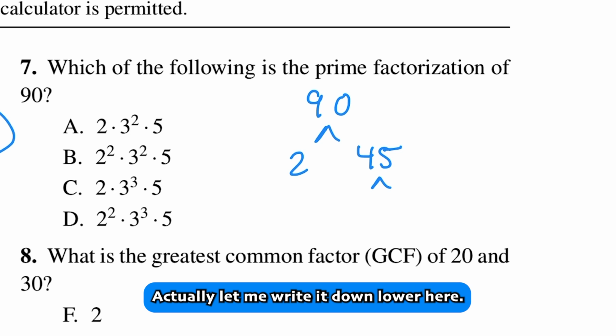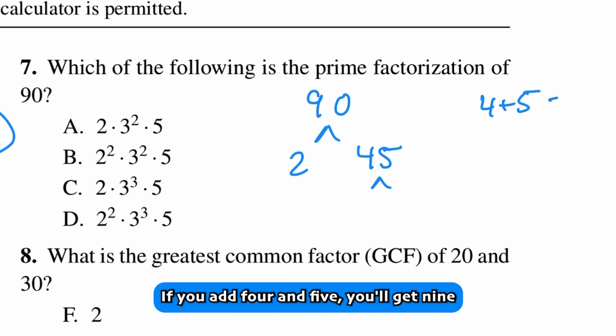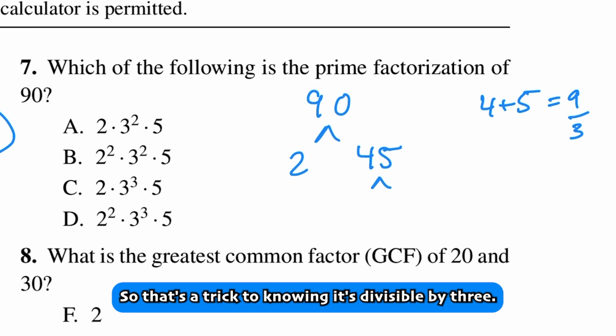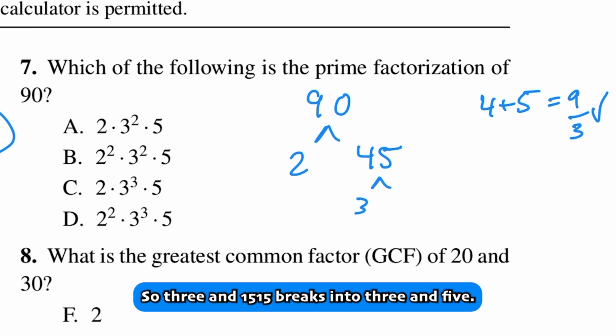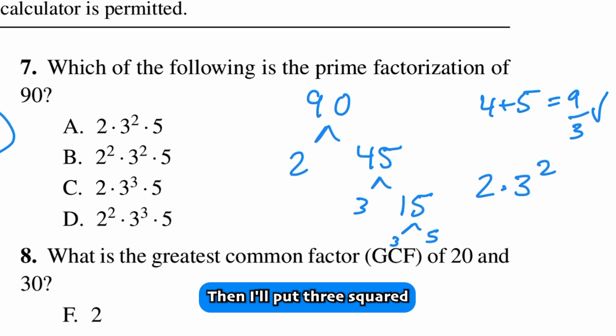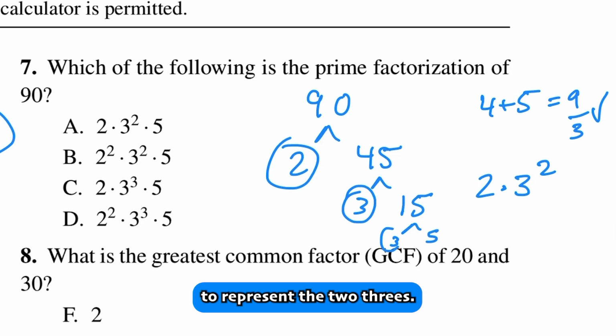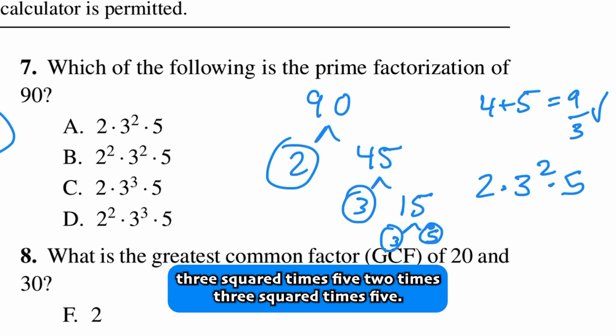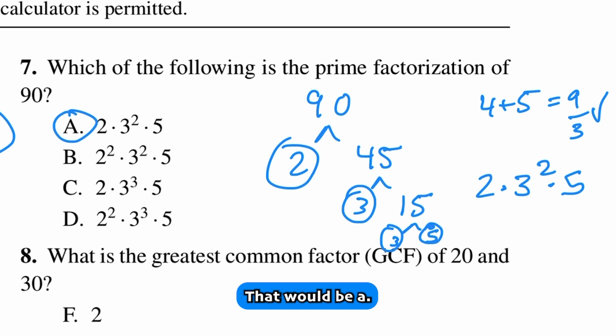Actually, let me write it down lower here. If you add 4 and 5, you'll get 9. 9 is divisible by 3. So that's a trick to knowing it's divisible by 3. So 3 and 15. 15 breaks into 3 and 5. So 1, 2. Then I'll put 3 squared to represent the 2 3's. And there's 1, 5. 2 times 3 squared times 5. That would be A.